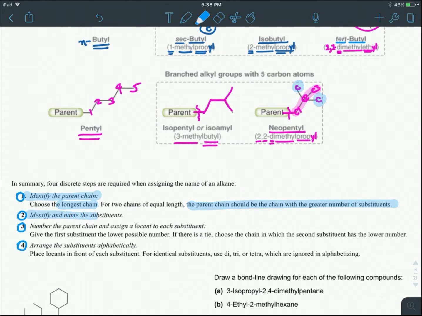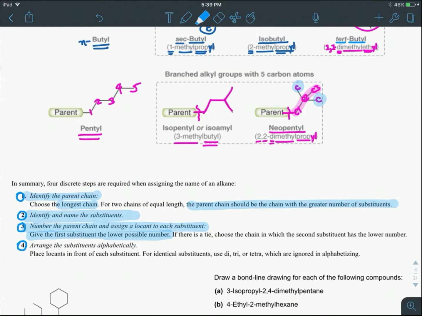Next, identify those substituents and give them a name, whether it be a common name or IUPAC name. Number 3 is numbering the parent chain such that you're giving the substituents the lowest number possible. The first substituent should have the lowest number possible. If there is a tie, then you choose the chain in which the second substituent has a lower number. If that's a tie, then so on and so forth.